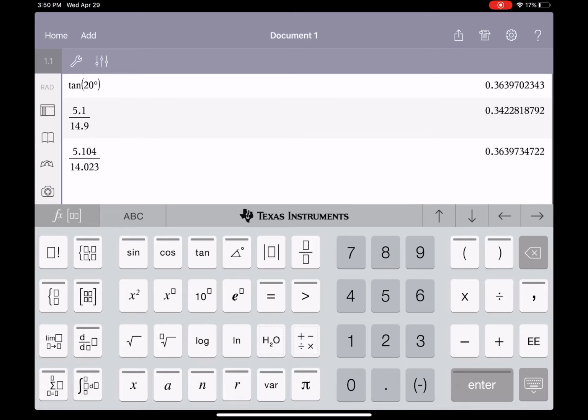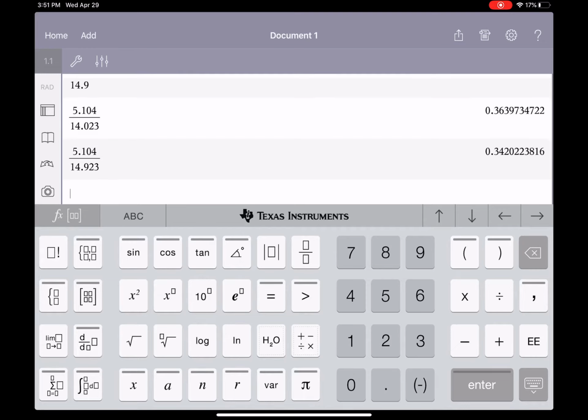Is that right? Oh, no, because I just divided it by the adjacent side instead of the hypotenuse side. What ratio did I just get? I got opposite over the adjacent side. I just got tangent. That's not the one that I wanted. I want 5.104, and I want to divide that one by the hypotenuse length, which was 14.923.